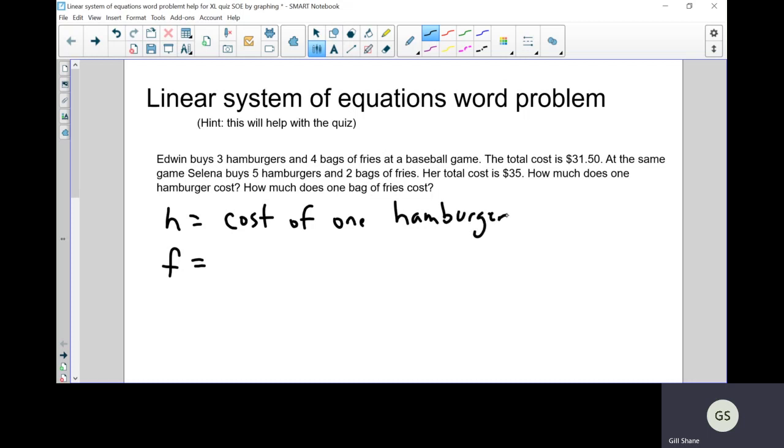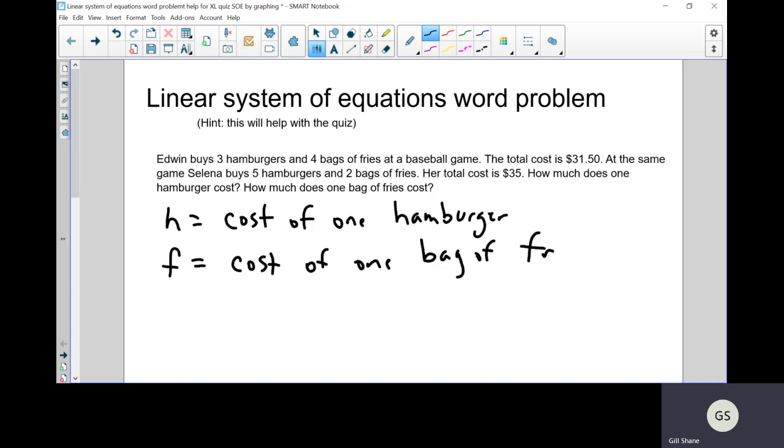Pretty standard. Again, not 100% of the time, but if you just learn this one thing, that the variable is normally going to stand for whatever the question is asking. And then also, if you already know the information, like we already know how many, then that means the variable must stand for how much. That's pretty common in money problems. So F is the cost of 1 bag of fries.